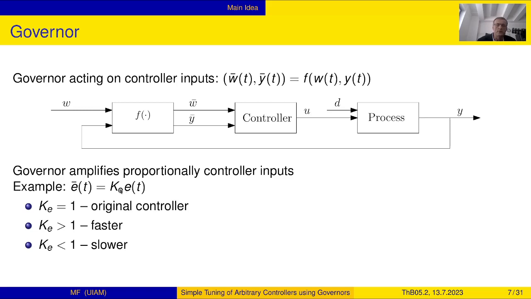So if k is equal to 1, then nothing changes. It's the nominal closed loop system. If it is greater than 1, then the controller thinks that the tracking error is larger than it actually is, and that's why its actions will be more pronounced. And if it is less than 1, then it will be a more cautious controller, because it will think that the tracking error is actually very small.